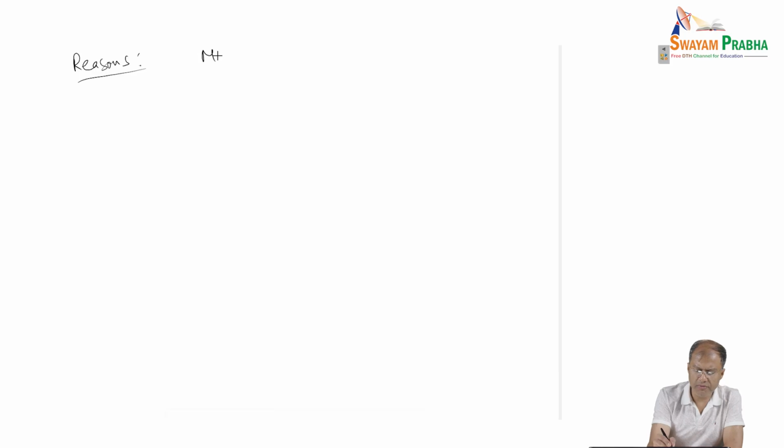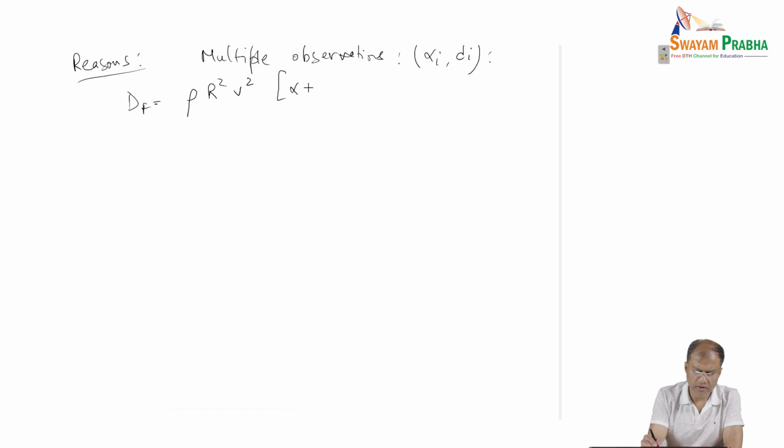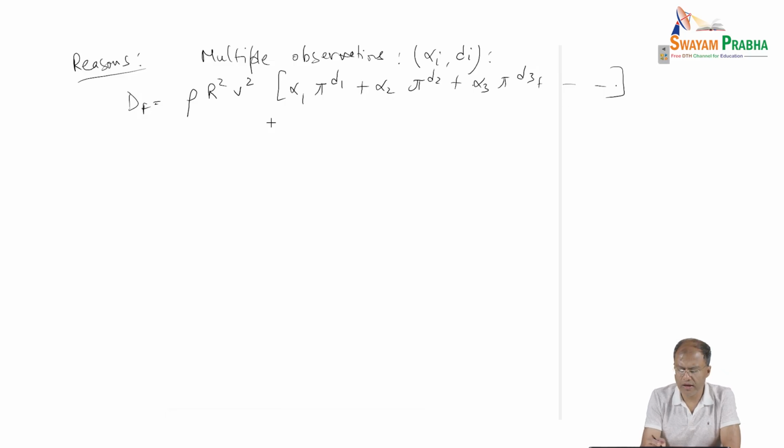Say for multiple experiments or multiple observations, we see that alpha i and di can be written as, so df is rho r square v square alpha 1 times pi of d1 plus alpha 2 times pi of d2 and plus alpha 3 times pi of d3 and so on, right? So these are the observation values, and I'm assuming for the time being that the functional dependence on pi is just through power law.